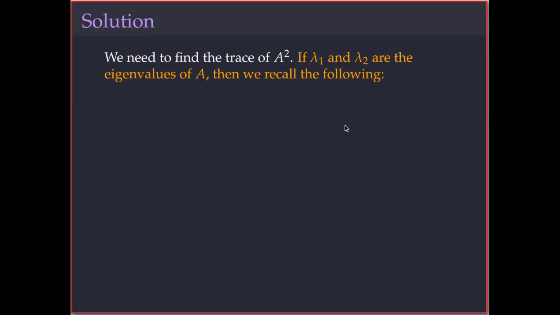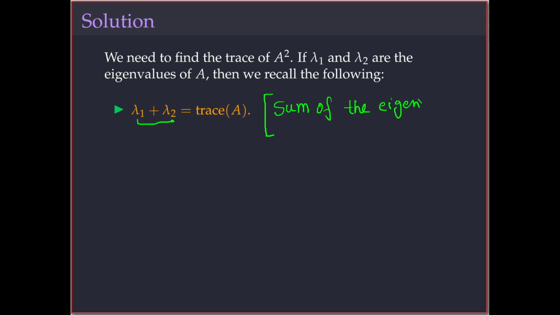So we need to find the trace of A square. So see, if lambda 1 and lambda 2 are the eigenvalues of A, then the sum of the eigenvalues is equal to the trace of A, and this is true always. So the sum of the eigenvalues is equal to the trace. This is not restricted to a 2 cross 2 matrix. It is true for any n cross n matrix. This is the sum of all the eigenvalues equals the trace.